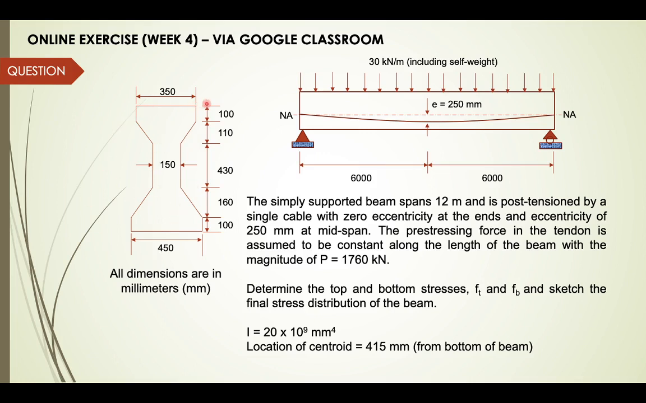So you are given the height, the width, and also the width of the flange of this section, and you are also given the longitudinal view of this section. So you can see here we have a simply supported beam, which spans 12 meters, and it is a post tension pre-stressed beam by a single cable with 0 eccentricity at the ends, and also 250 eccentricity at midspan. Right, so as you can see here, we are going to have two different values of stresses, which is for the end span and also for the mid span.